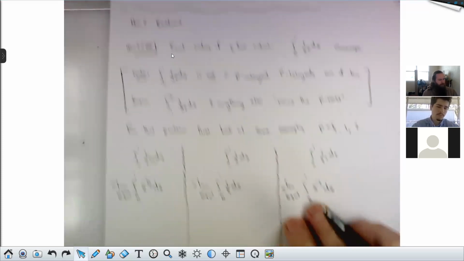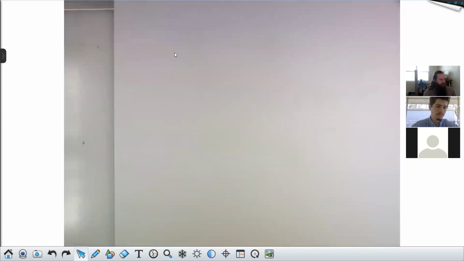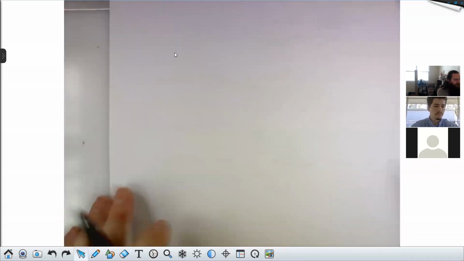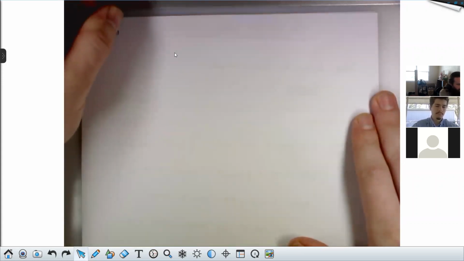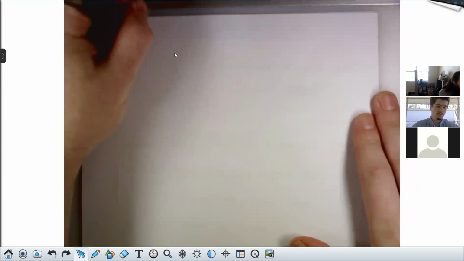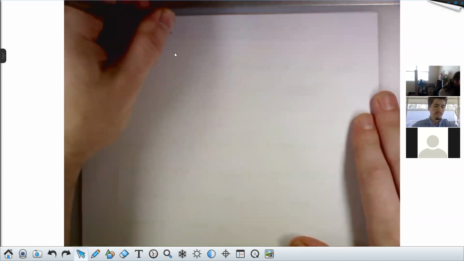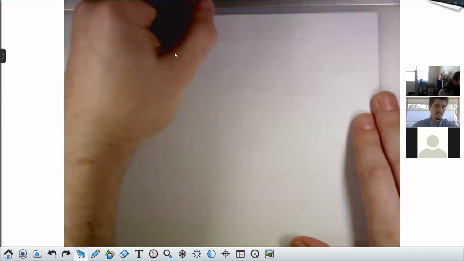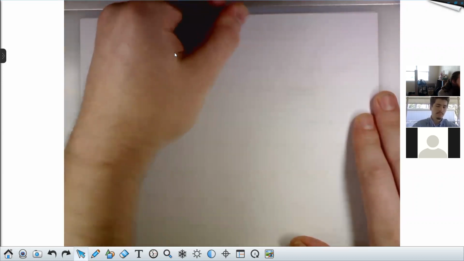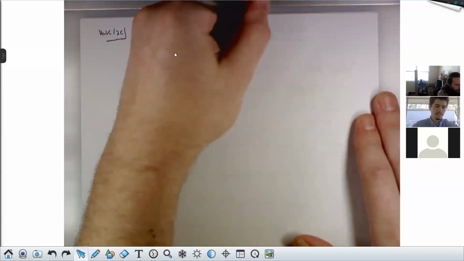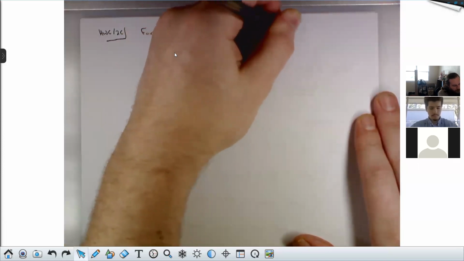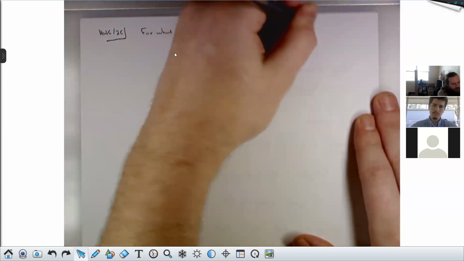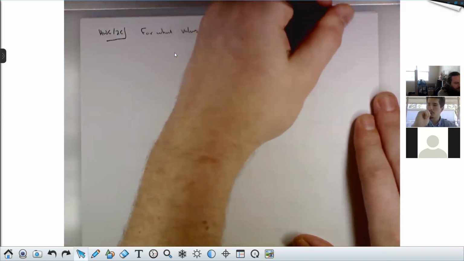The other one that's kind of like this is number 26. And there is a really slick solution to number 26 that I'm excited to share with you guys. And that's the same sort of thing. For what values of p does the integral from e to infinity of 1 over x times the natural log of x to the p dx converge?